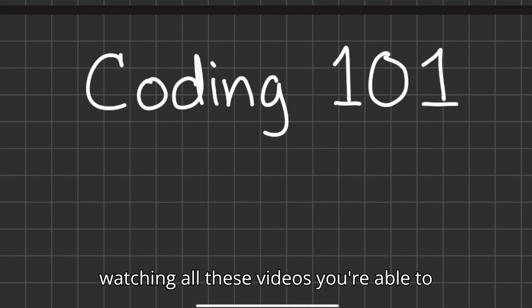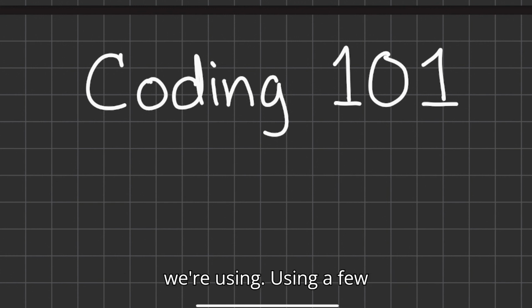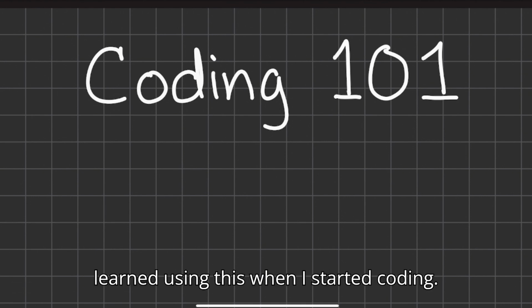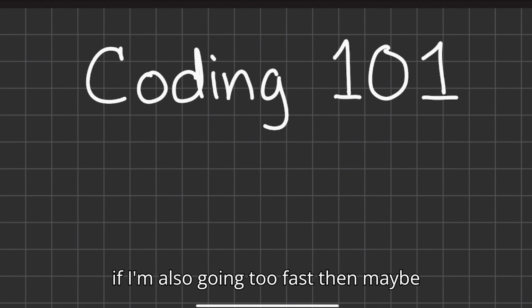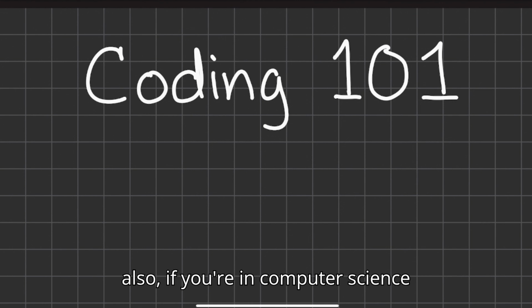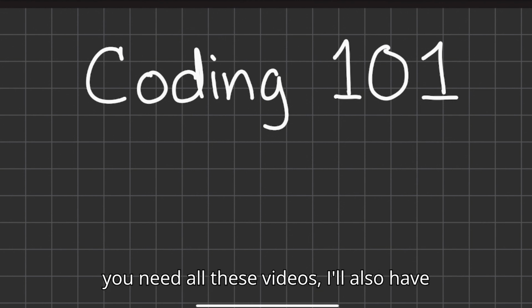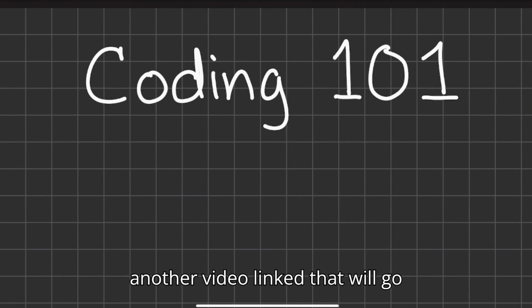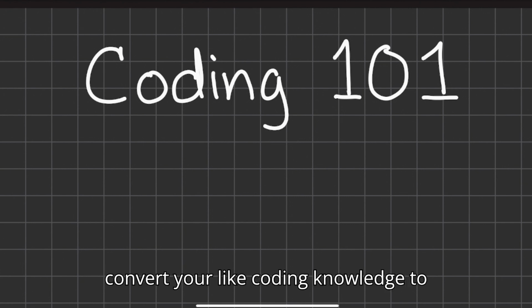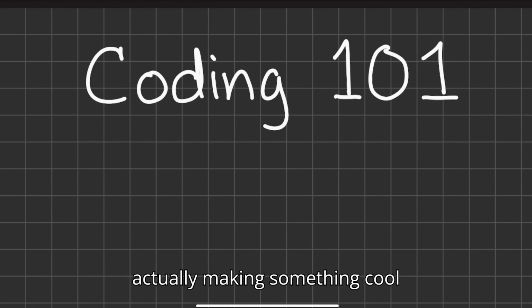But by watching all these videos, you'll be able to make anything that you want using p5.js, which is the visual library that we're using, a few parts that I wish I learned using this when I started coding. If I'm also going too fast, then maybe these videos aren't really for you. Also, if you're in computer science already and you don't think that you need all these videos, I'll have another video linked that will go over everything that you need to start making something visual, to convert your coding knowledge to actually making something cool.